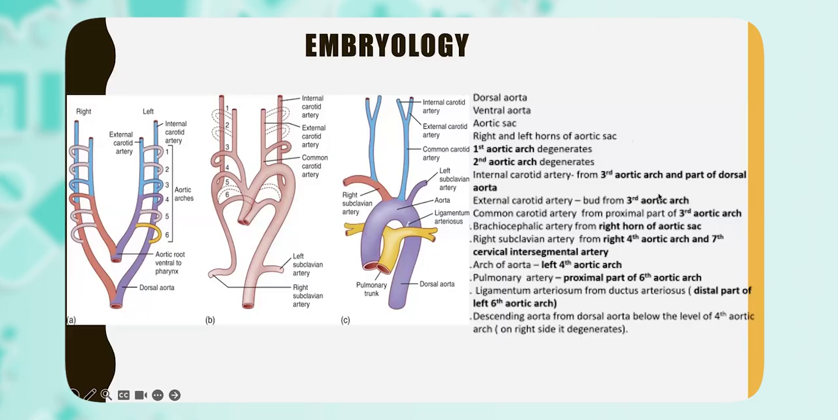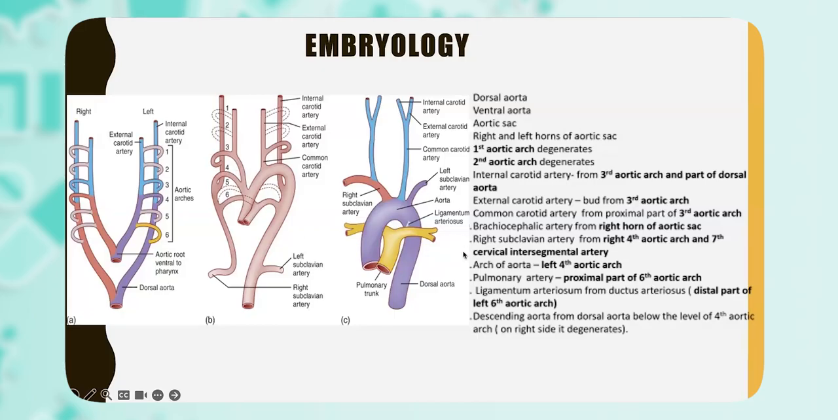External carotid artery is a bud from the third aortic arch. See, this is the third aortic arch, a bud originates from here. This is the external carotid artery. Common carotid artery forms from the proximal part of the third arch. Here, the proximal part of the third arch forms the two common carotid arteries.